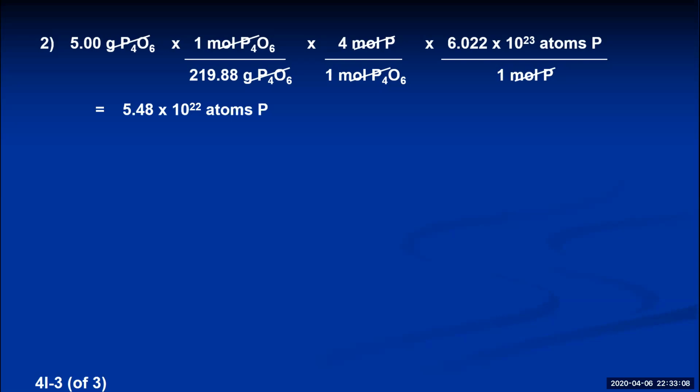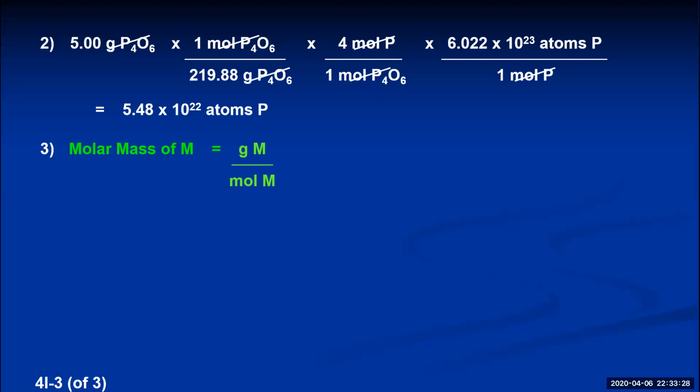Question number 3. A metal oxide with the formula M2O3 is 68.4% metal by mass. Calculate the molar mass of the metal. So molar mass has units of grams per mole. If you want the molar mass of metal M, you need to know the grams of metal M and divide it by the moles of metal M.